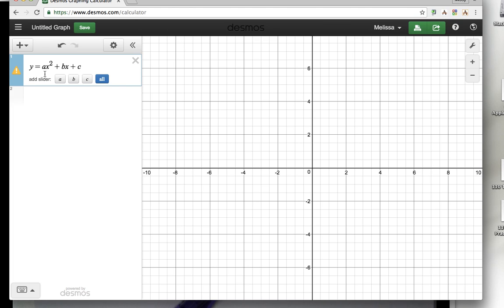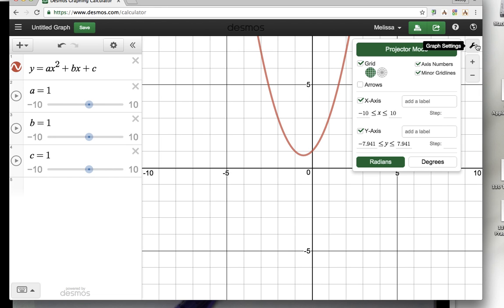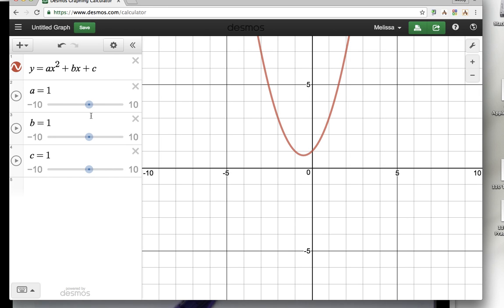Okay, so I have our standard form and I've created sliders for all of these values, and just to see a little better, I'm going to make it projector mode. Okay, we have talked about a. A is the stretch factor for the graph, and so as a grows larger than 1, it appears to be skinnier, as if it's being pulled vertically. And then if a is between 0 and 1, that graph is starting to get wider.